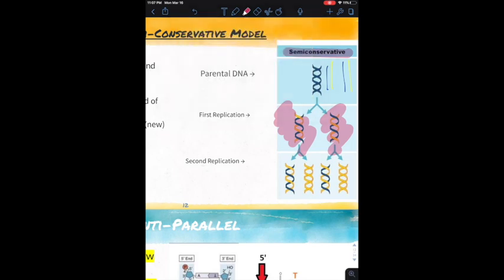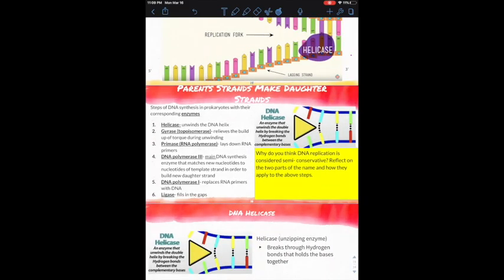Half the parental DNA is being bonded with the daughter strand, the new DNA. So half of the original strand gets conserved when DNA replicates. So here are the enzymes that you heard about in the video yesterday.